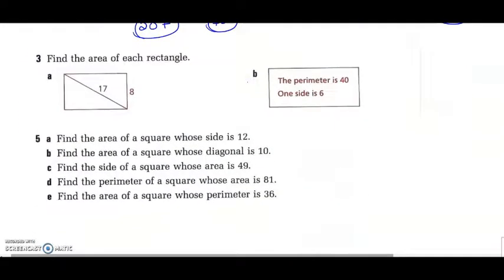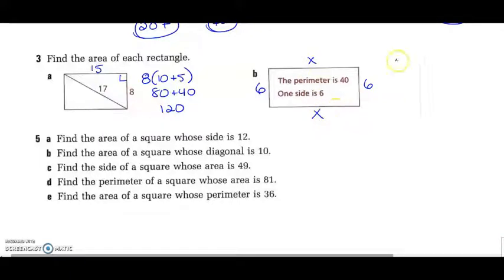The next set of examples asks us to find the area of each rectangle. So here we know all rectangles have a right angle. We can draw the diagonal and then we have a right triangle. This is a Pythagorean triple. So 8 times 15 is 120.